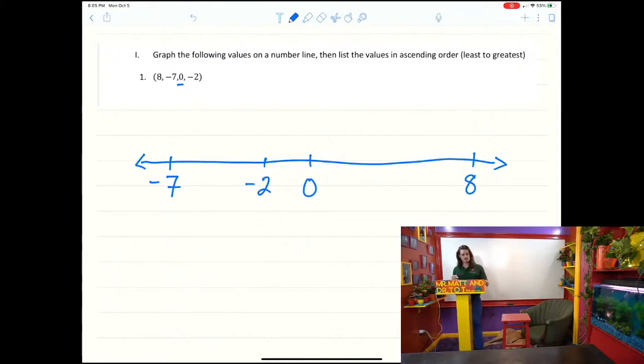If you have any questions, please let me know. Otherwise, let's take a look at this second problem. I'll give you 2 minutes.